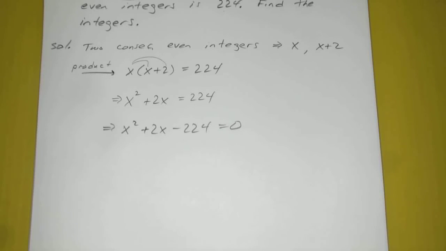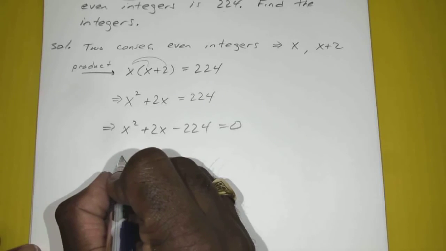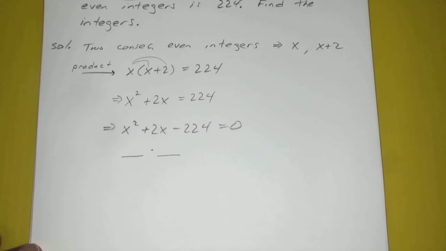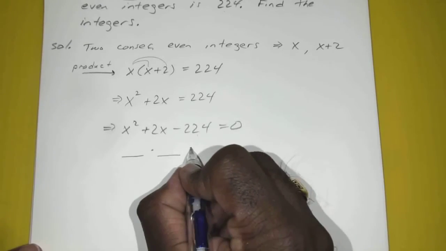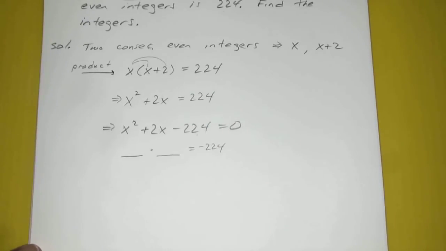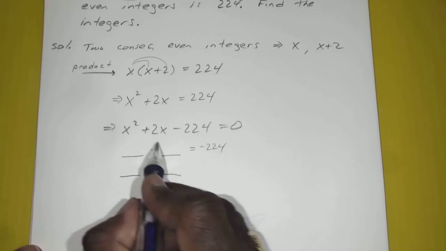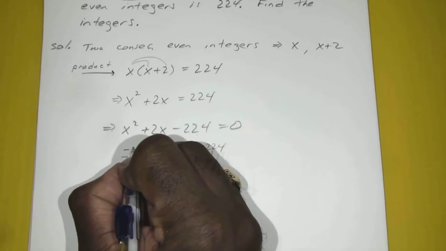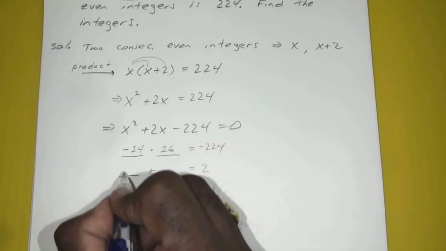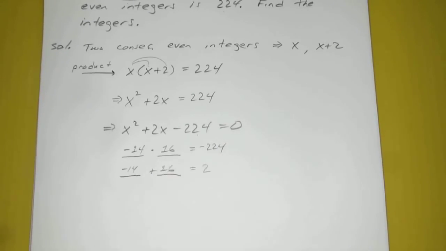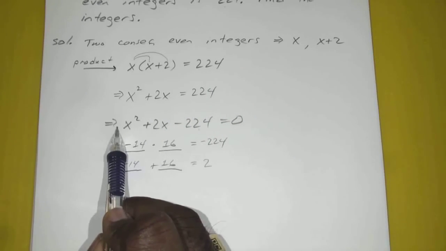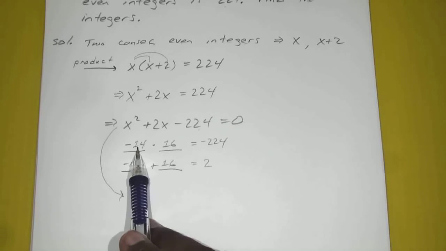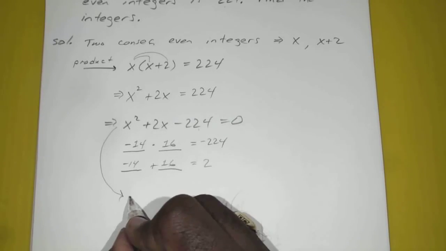Okay, so we have it in standard form. We don't have anything in front of the x squared, so we can just use the straightforward method to factor. So we have to find 2 numbers that multiply to equal our c, which is negative 224, and those same 2 numbers add together to equal our b, which is 2. For the sake of time, we know it's going to be negative 14 and 16. Which means that this is going to become x minus 14, x plus 16 equals 0.